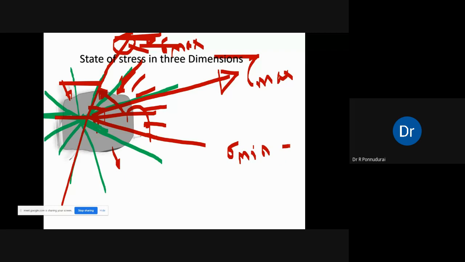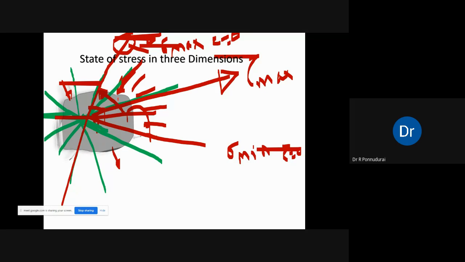Okay, here the tau max, tau is zero here. Here again, tau is zero here. Whereas the tau max will be maximum at 45 degrees to the principal plane. So now we understand what is the principal stress and principal plane.